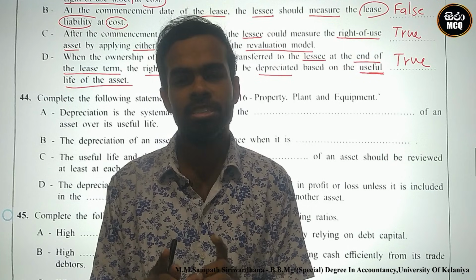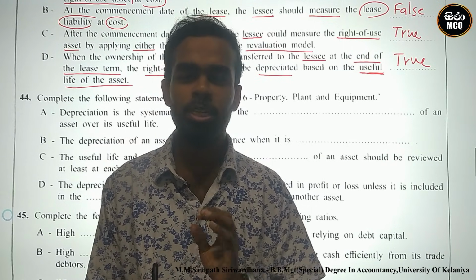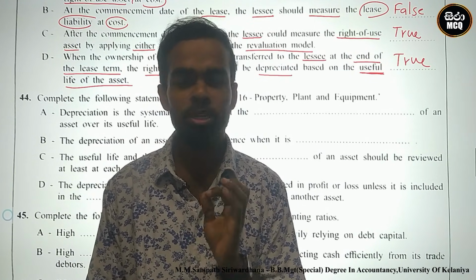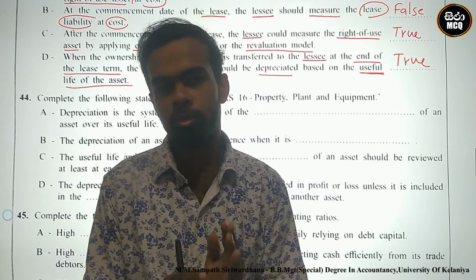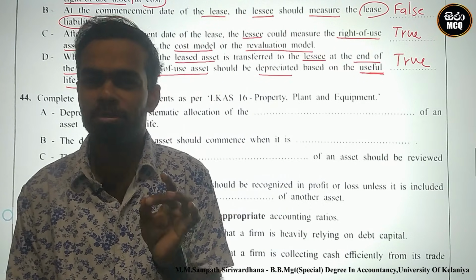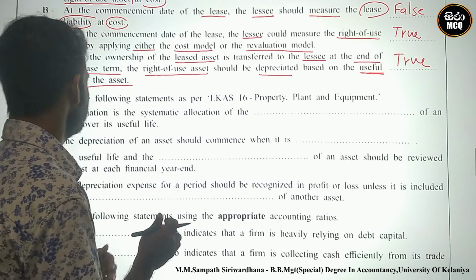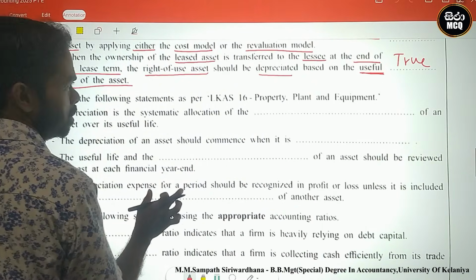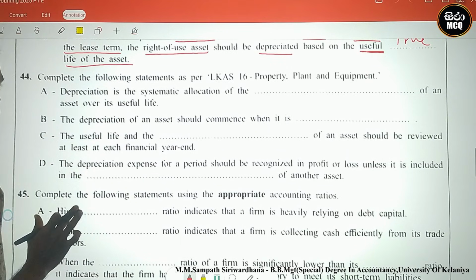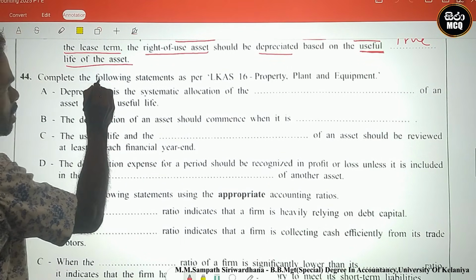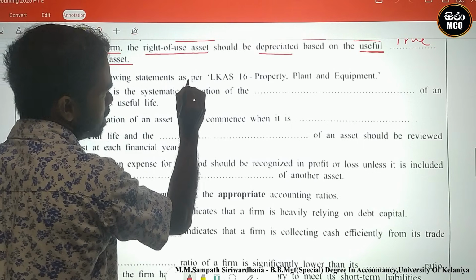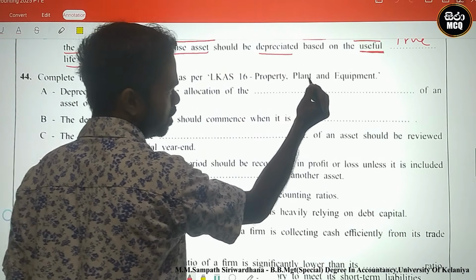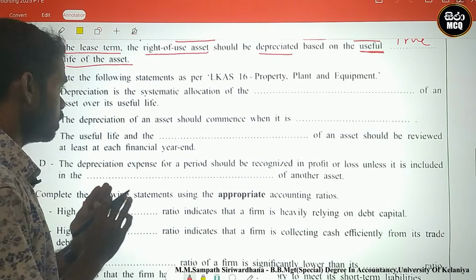Today we discuss the Advanced Level A-Level Accounting paper 2025, question number 44. This is related to LKAS 16, Property, Plant and Equipment. There is a theory part. Firstly, what are the requirements? There are so many statements. Complete the following statements as per LKAS 16 Property, Plant and Equipment. Okay, look here, the first one.